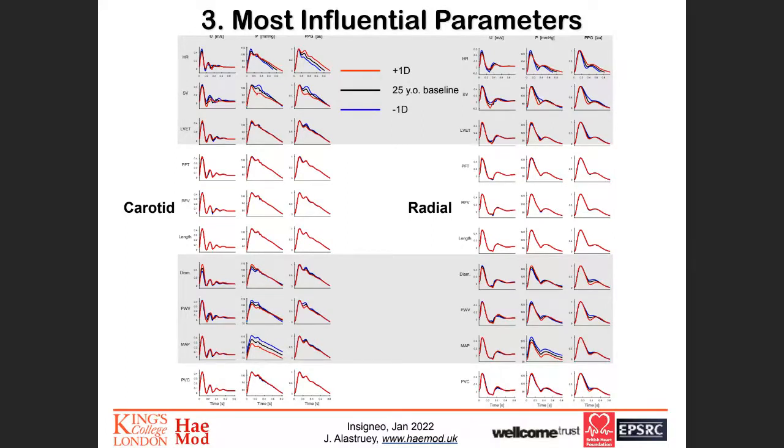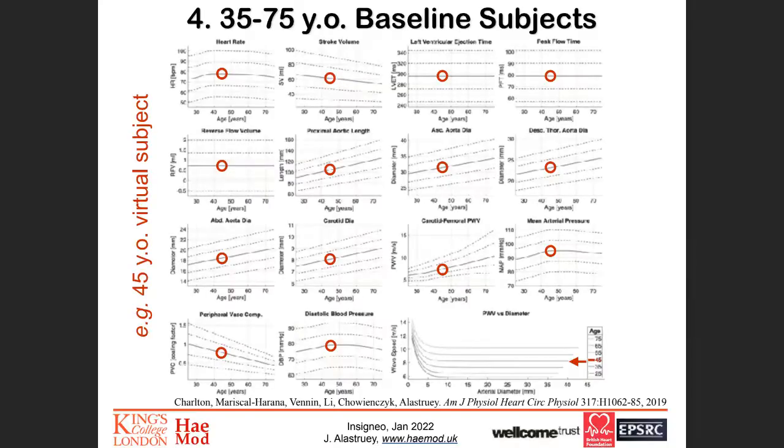So the first step consists of simulating a baseline virtual subject at 25 years old. And we could do that really with existing data from the literature. So those are the arterial segments that we simulated in the middle. And then we could simulate blood flow, blood velocity, luminal area, and also the photoplethysmography signal at several positions in the body, at common measurement sites in the human body.